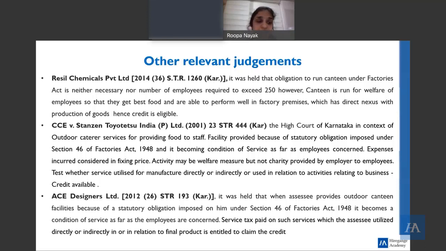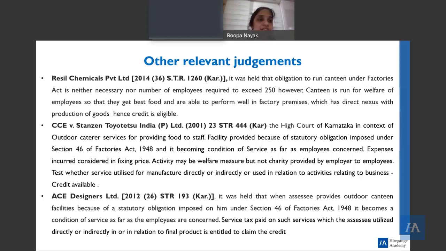Similarly, in the case of Ace Designers, where the assessee was providing the outdoor canteen facility because of a statutory obligation, once again under the Factories Act, they've said that it's a condition of service as far as the employees are concerned, and the service tax paid on the services is going to directly or indirectly get into the cost of the final product and is entitled to the credit. Needless to say, these two were decisions in the context of the erstwhile CENVAT credit regime, which was there up to 2011, wherein there was no specific restriction for this kind of credit.